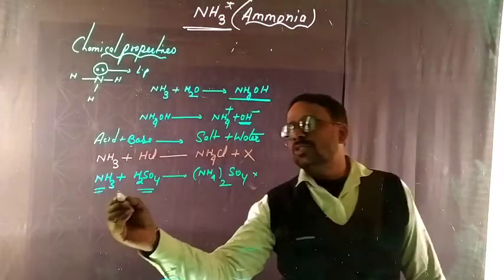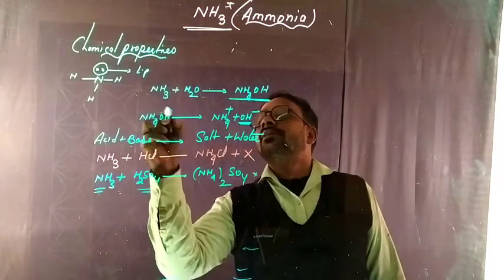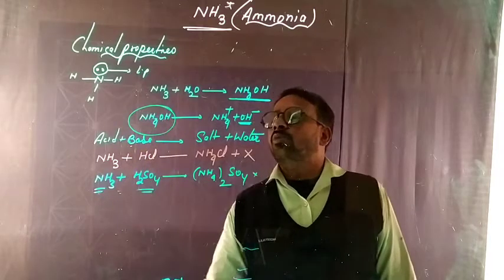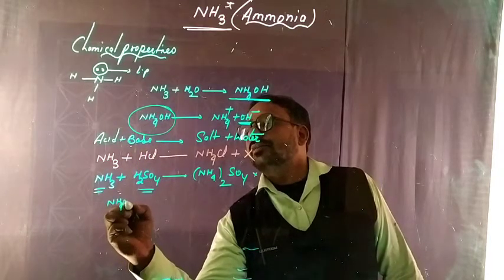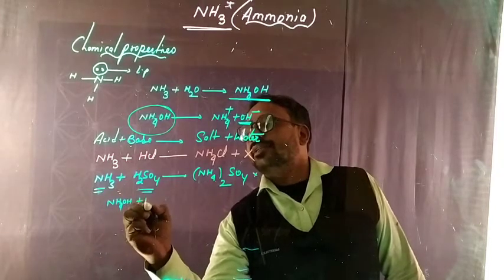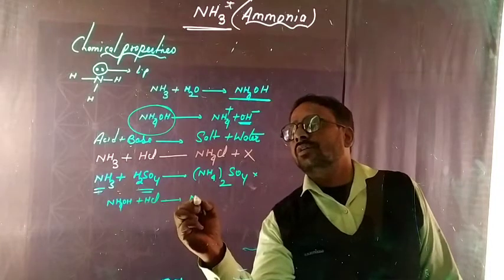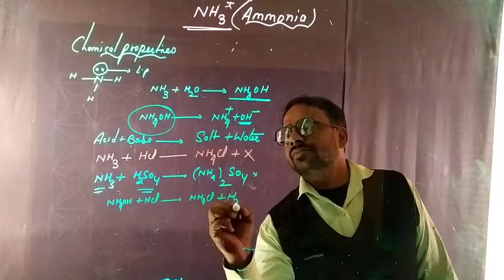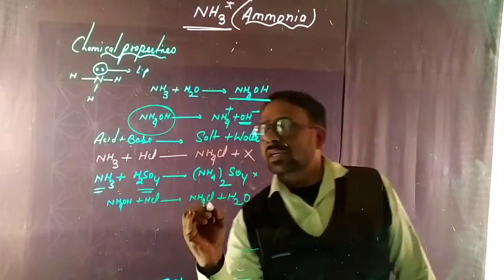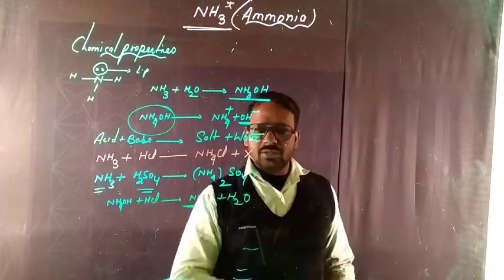But once it is dissolved in water, what you will get? Ammonium hydroxide. And then ammonium hydroxide reacts with acid, so with HCl. What you will get? You will get the salt NH4Cl, and you will get the water. So in the aqueous solution of ammonia, you will get salt and water.